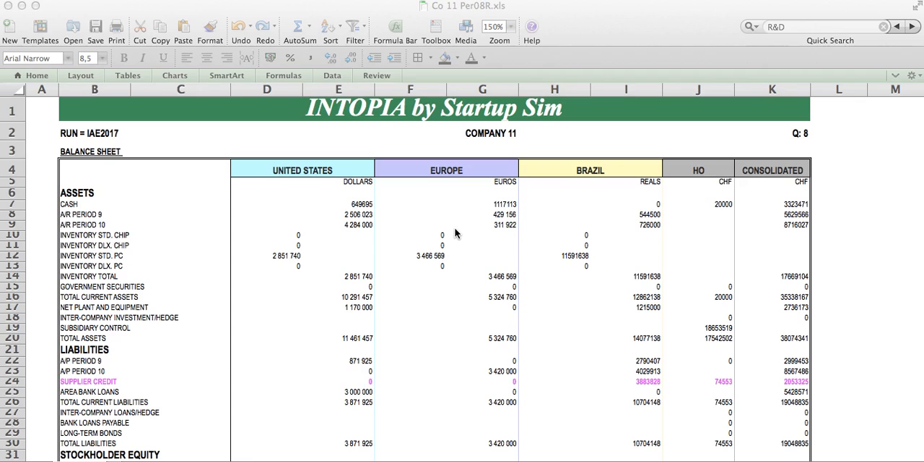This first tutorial will address the assets, the first part of the balance sheet, which is composed of assets, and then liabilities and stockholder equity. What is a balance sheet? A balance sheet is essentially a snapshot of a company's wealth at the end of a given period.